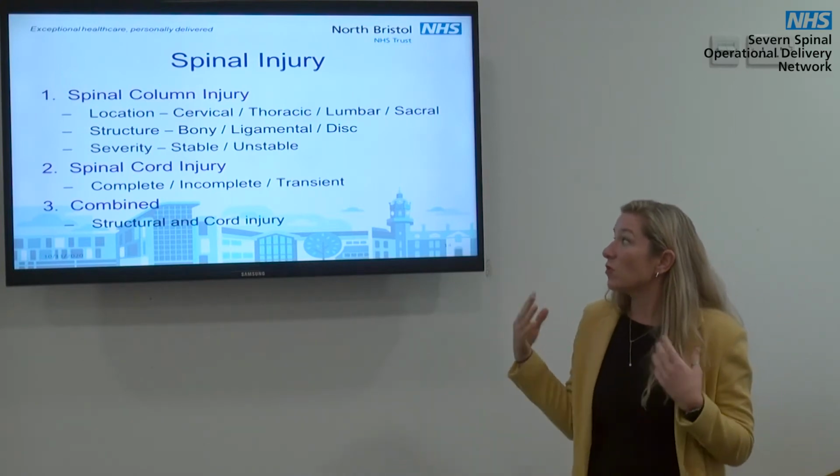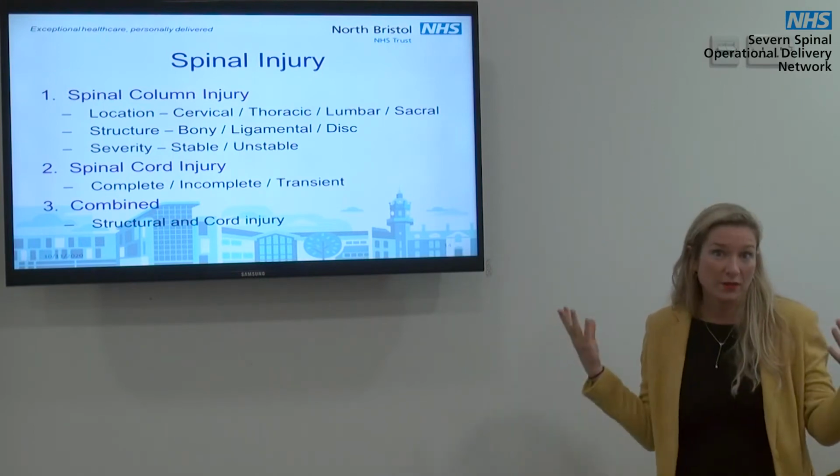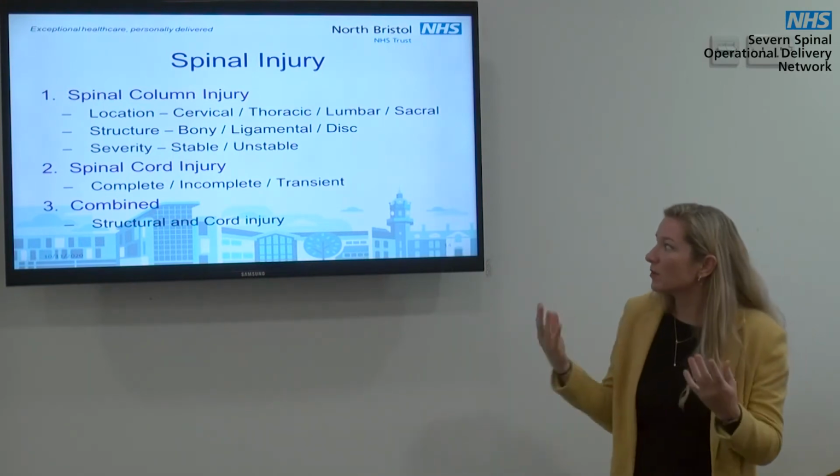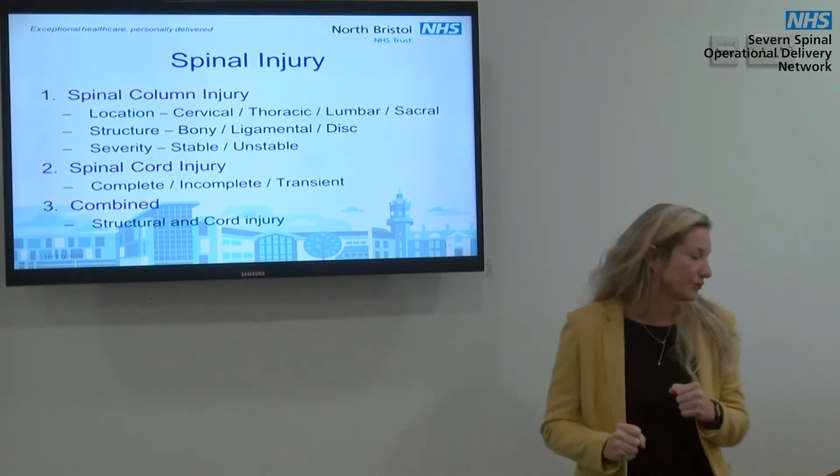Then we can look at spinal cord injury, so this is actually looking at the nervous tissue, and this can either be complete, so loss of everything, incomplete, or transient, where they've recovered. Or you can have a combination of the two.